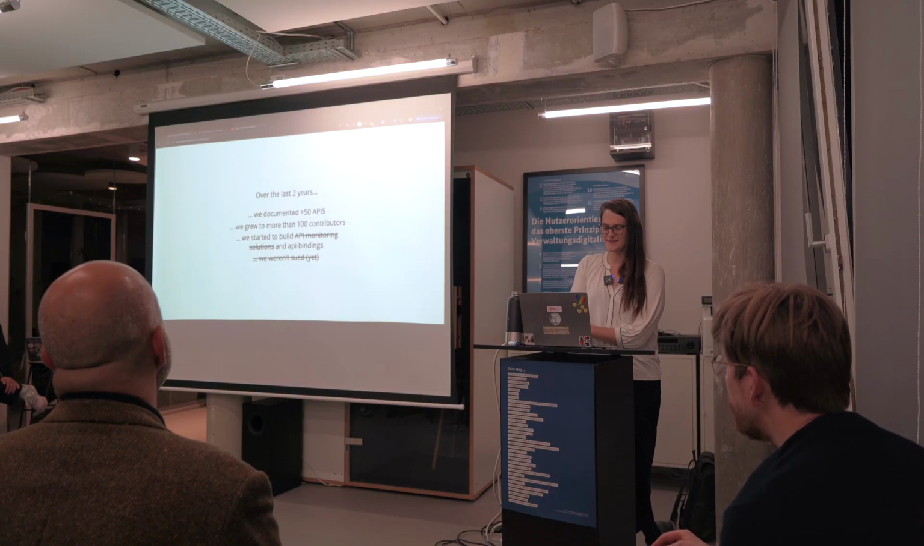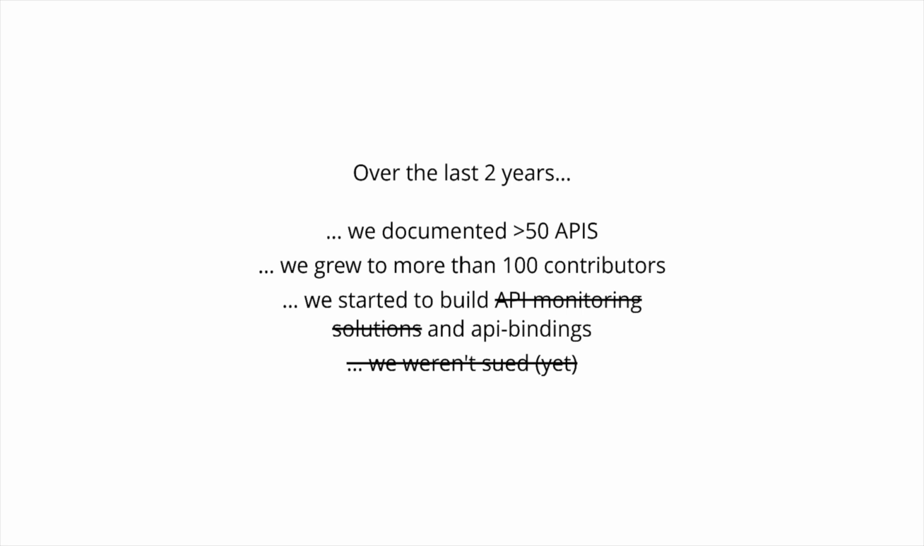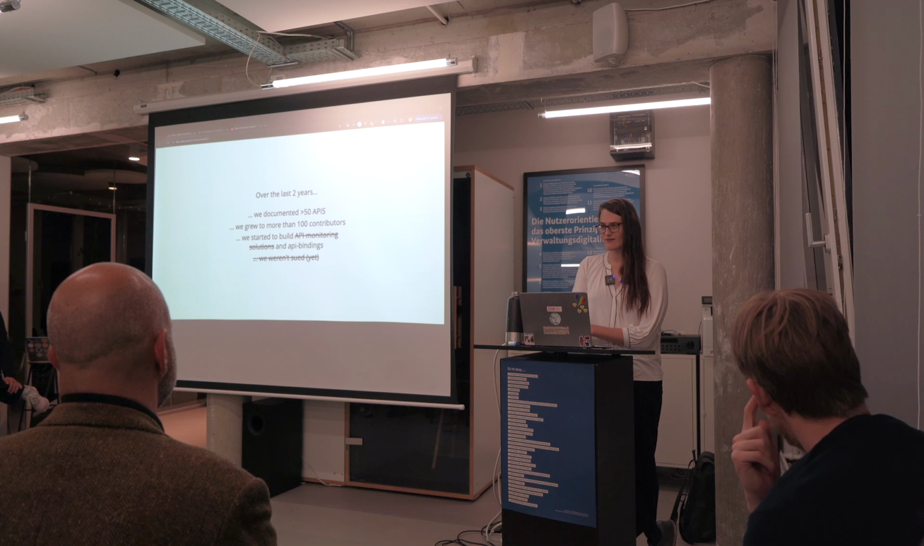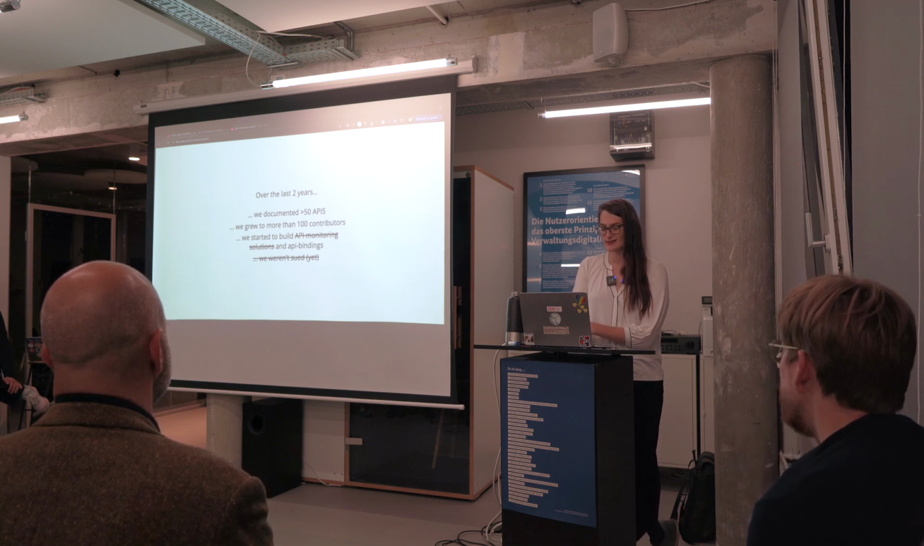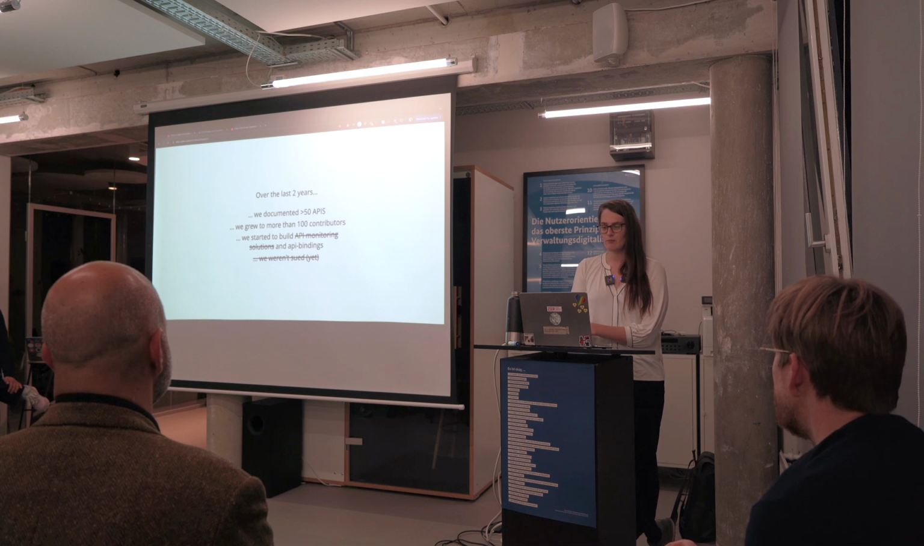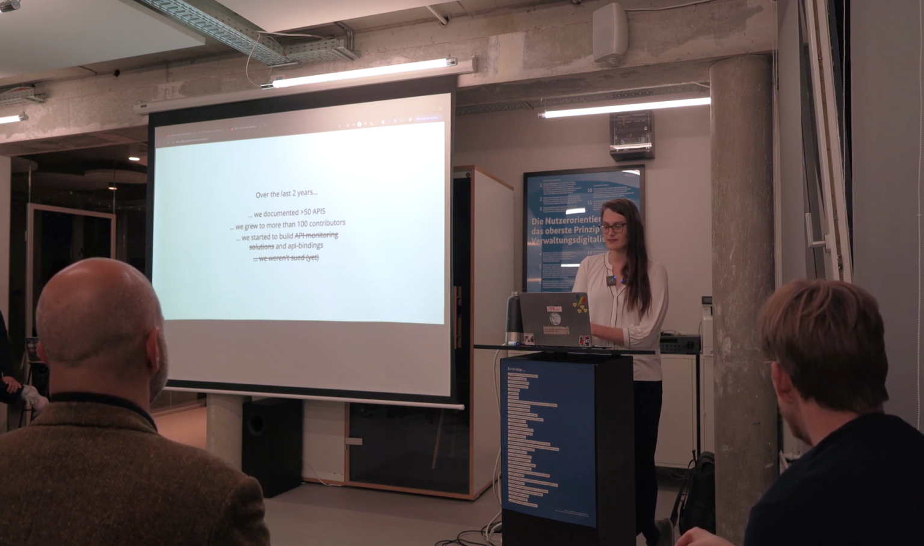And to sum it up, over the last three years, we documented more than 50 APIs. We have more than 100 contributors on GitHub. And for some time, we also monitored those APIs, so we checked their uptime, and when they were down, we could fix the API endpoints. We stopped that at one point because just maintaining the monitoring was a bit too much work. And we also provide software packages that you can just integrate into your existing tools, mainly for Python.